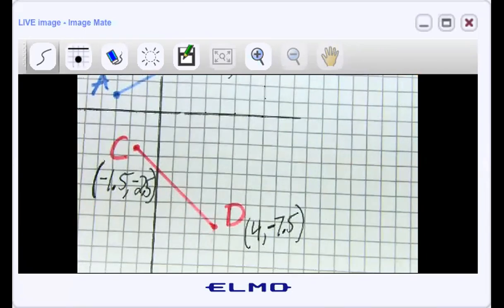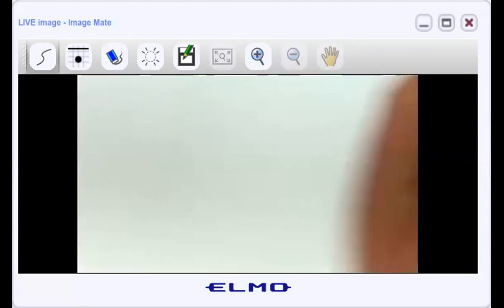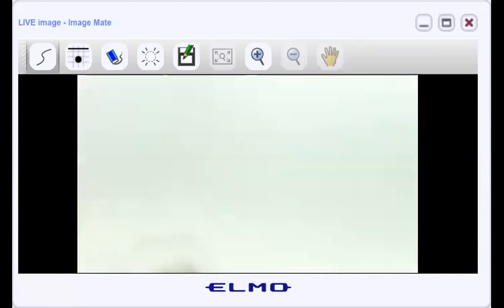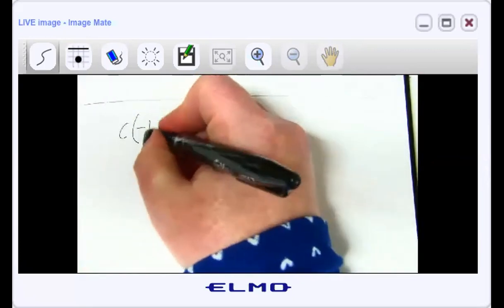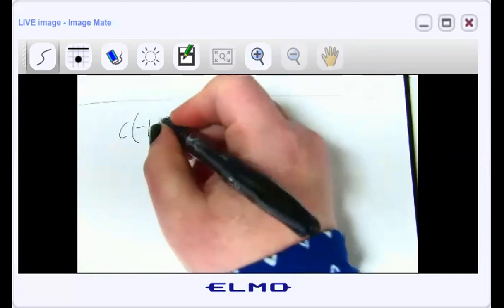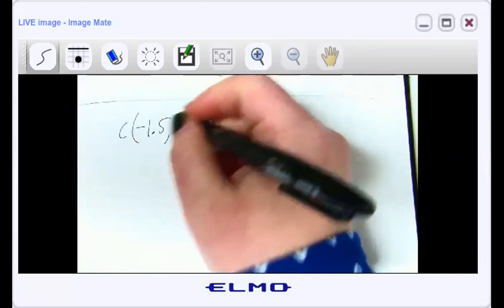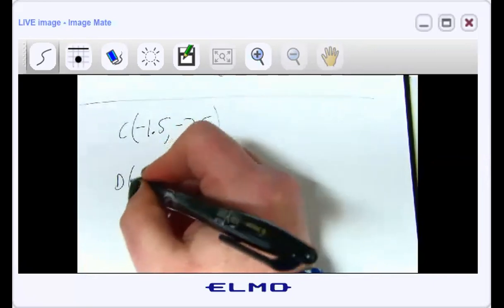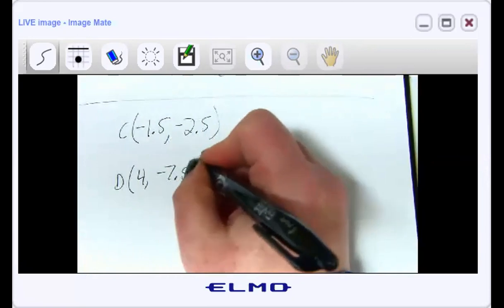So again, I'm going to copy just these ordered pairs on my other sheet, and we'll do the math out over there. Okay, so we're going to have point C, which is at -1.5, comma, -2.5. And then we also have D, which is at 4, comma, -7.5.